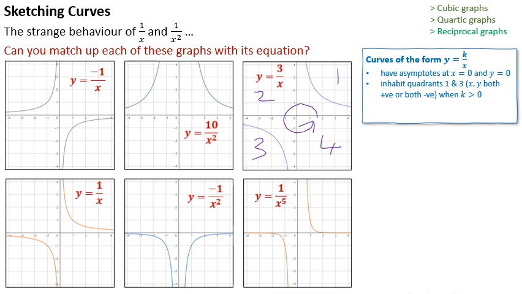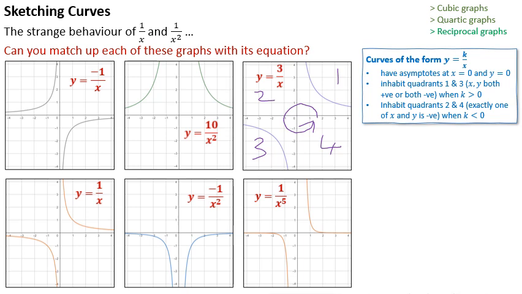In other words, if you've got 5 over x or 7 over x or 3.4 over x, then we're dealing with a curve that's going to have one of its branches in the first quadrant where x and y are both positive, and one of its branches in the third quadrant where x and y are both negative.